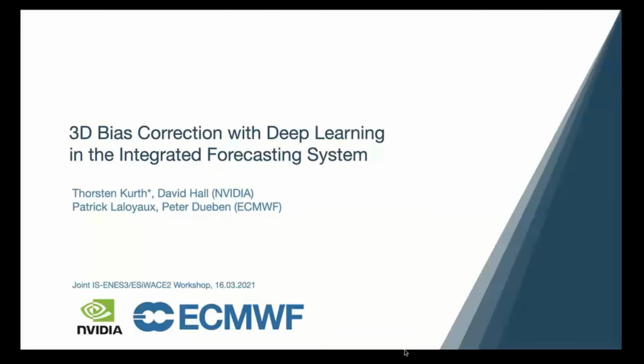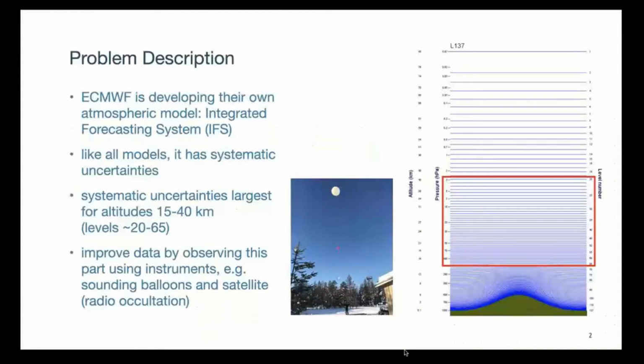So my name is Thorsten Kurth, and what I'm going to present today is a project I'm doing with my colleague David and colleagues from ECMWF, namely Patrick and Peter. And I will talk about the 3D bias correction using deep learning for the integrated forecasting system. So what is the problem?